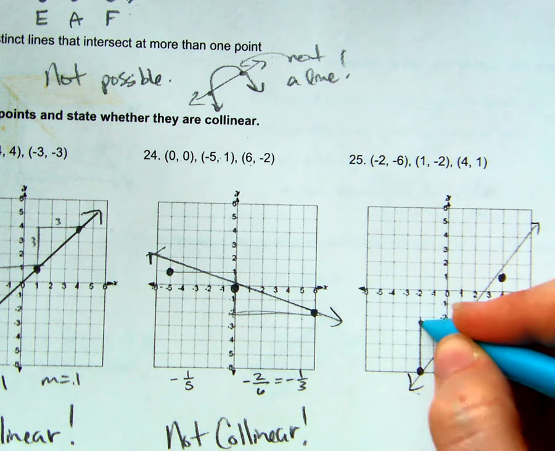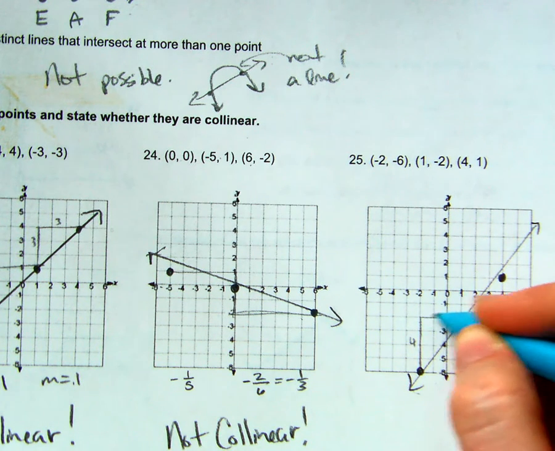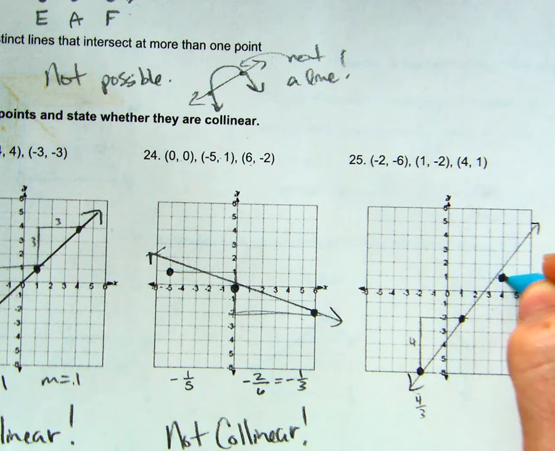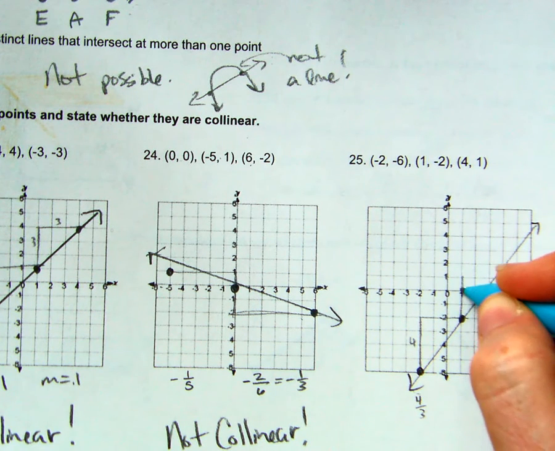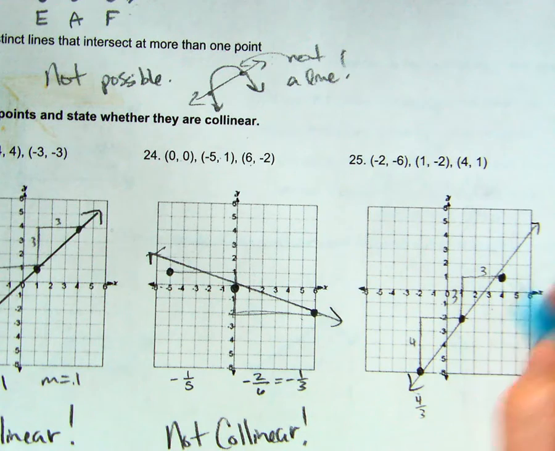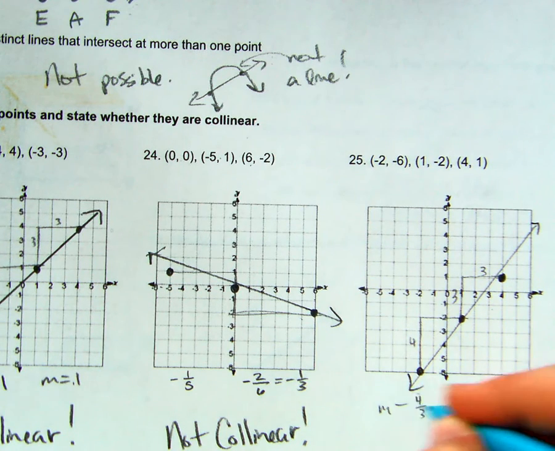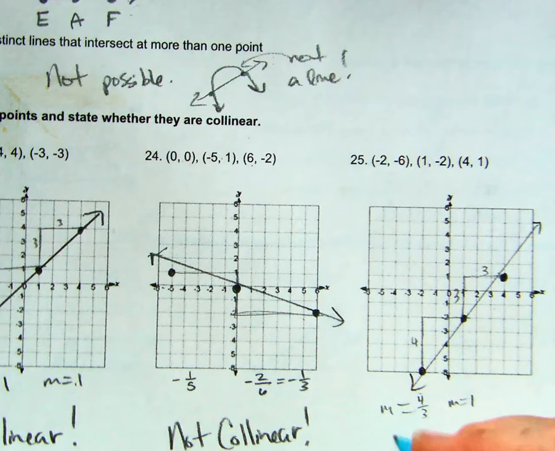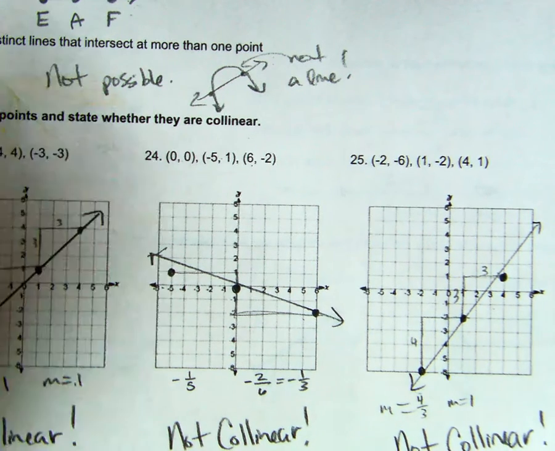So this is 1, 2, 3, 4, and this is 1, 2, 3. So the slope is 4/3. And if I check this one, 1, 2, 3 over 1, 2, 3, this actually has a slope of 1, right? Because 3 divided by 3 is 1. And so not the same slope means not on the same line. So these are also not collinear.